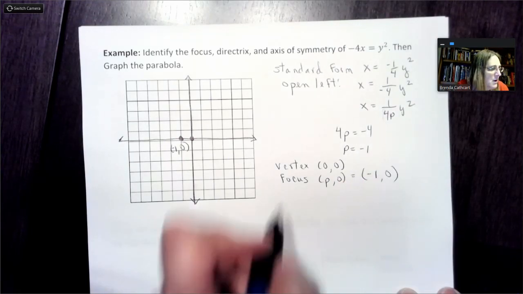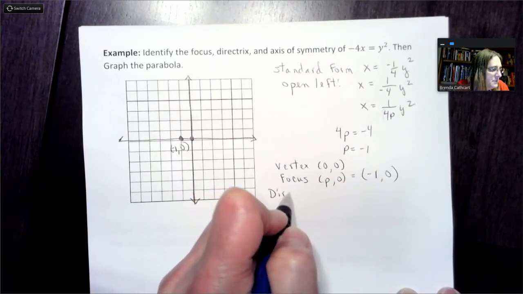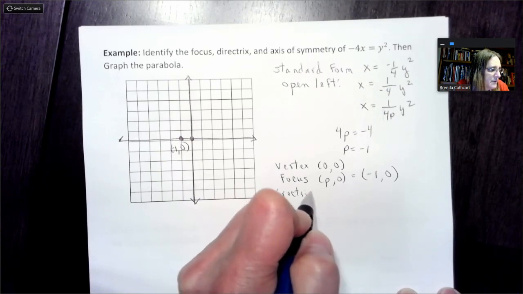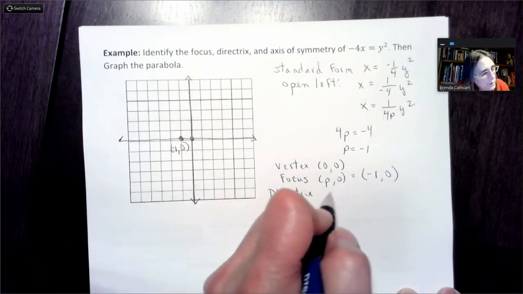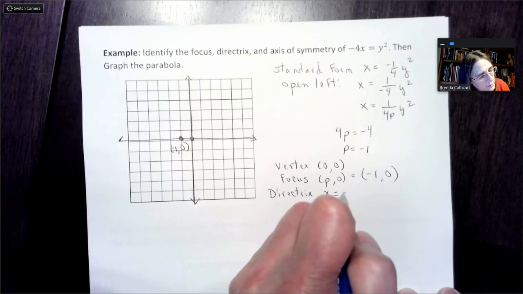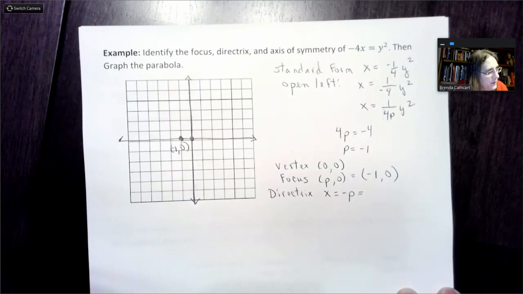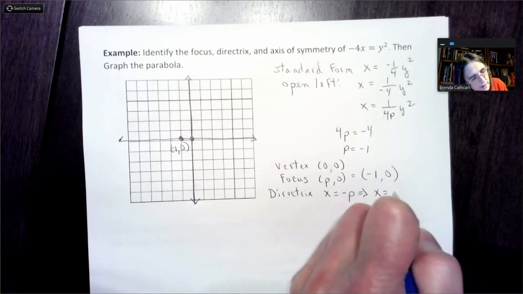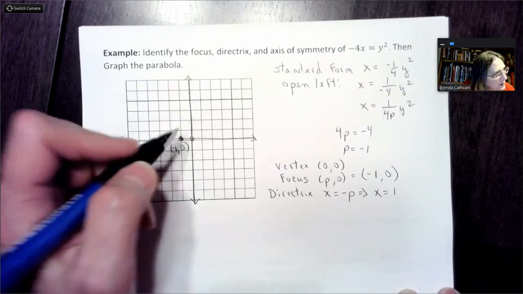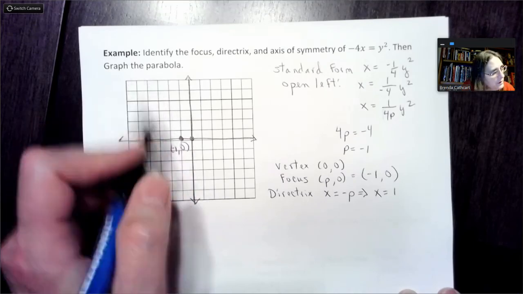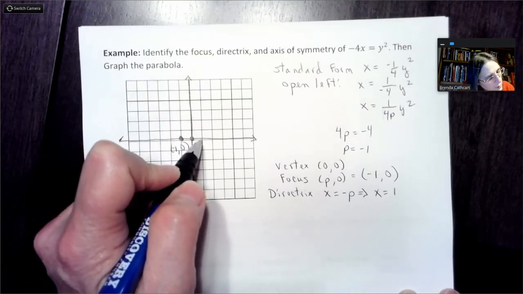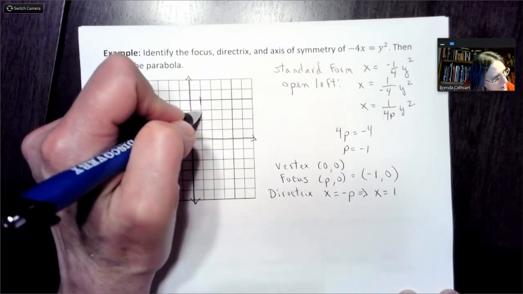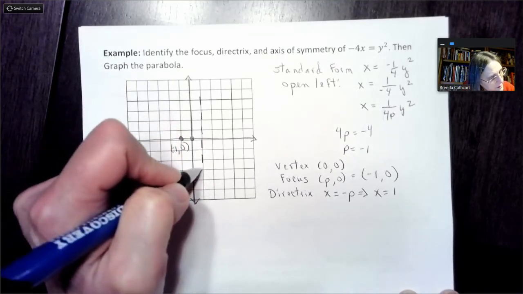Okay. Our directrix is going to be a vertical line. It's going to be x equals the opposite of p. So in this case, x is going to equal positive 1. Again, from our vertex, our distance is p, so we're going 1 unit to the right to get to our directrix.